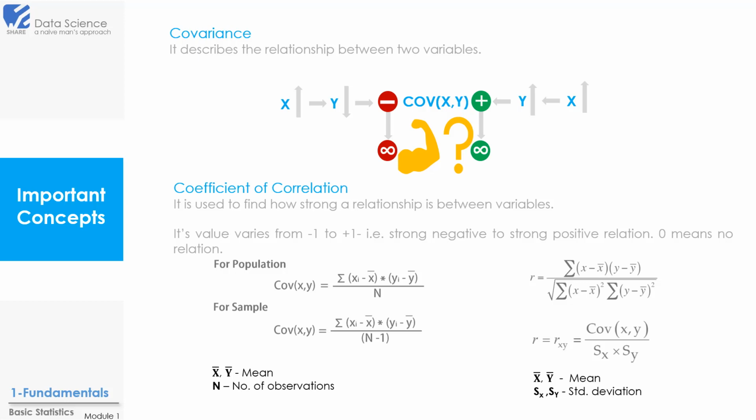Now again, the benefit of using the coefficient of correlation over covariance is that the value of coefficient of correlation lies between -1 to +1 and the value of covariance lies between -infinity to +infinity. So in short, covariance tells us the direction of the relationship, whether it is positive or negative, and coefficient of correlation tells us the strength of the relationship along with the direction. Now let's move on to the next concept.